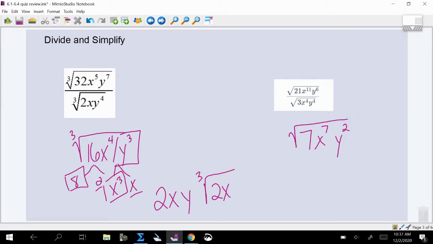So 7 is not a perfect square. It's actually a prime number, so I can't do anything with that. That 7 is going to be stuck, so I'm just going to kind of underline it. Like there's no perfect part.